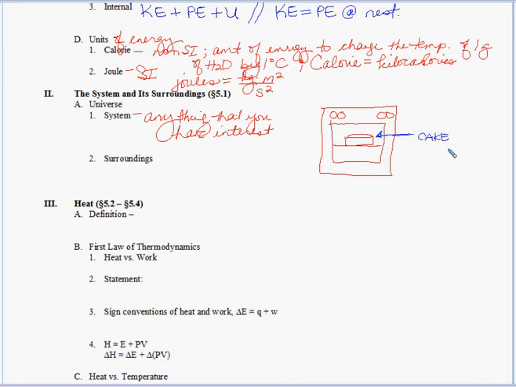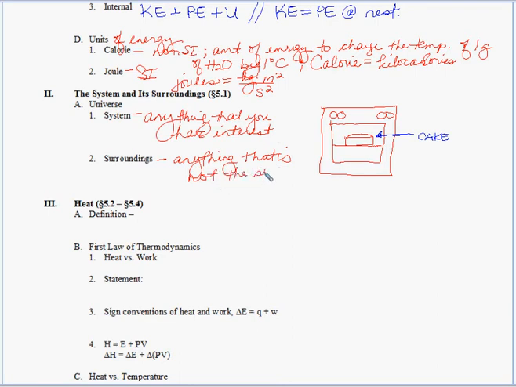You're going to pay attention to the heat that's going into it. You're going to pay attention to how the cake is rising. You're going to pay attention to when the cake is done. You're not really paying attention to the other thing, which is the oven, which is your surroundings. Now, the surroundings are technically anything that is not the system.